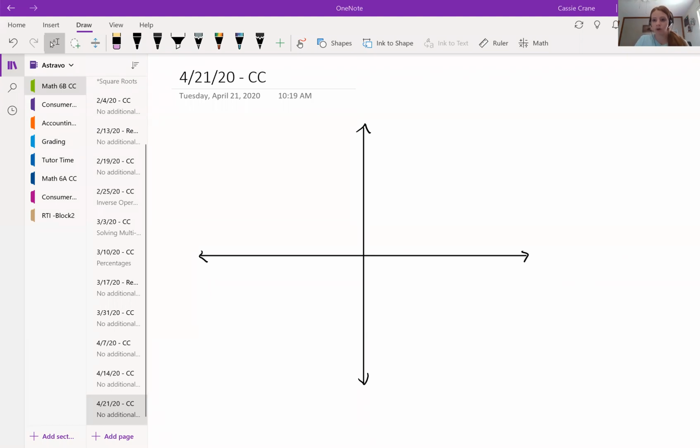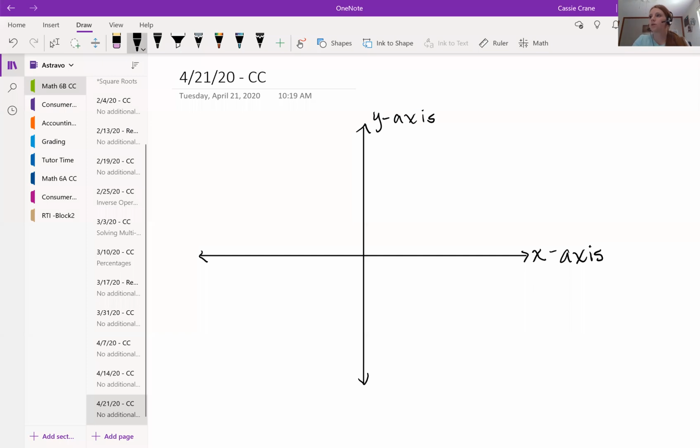Does anybody know what horizontal means? What does horizontal mean? Yeah, that's the one that goes left to right. Okay, that's our x-axis. There we go. This is our x-axis. Okay, it goes left to right, so it's the horizontal axis. And then our y-axis is the vertical axis. Yeah, the vertical axis means it's the one that goes up and down. So this would be our y-axis.